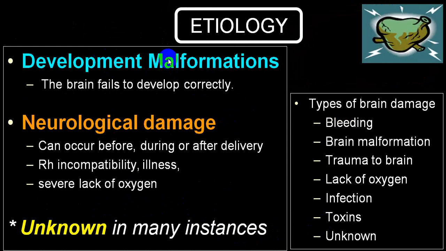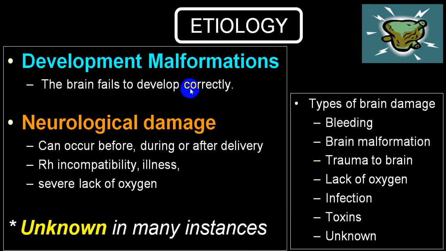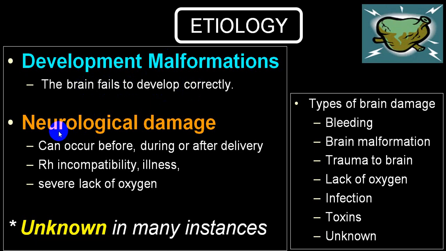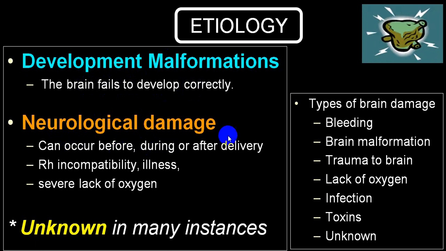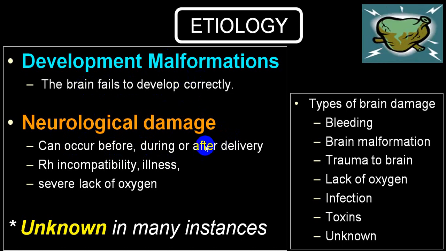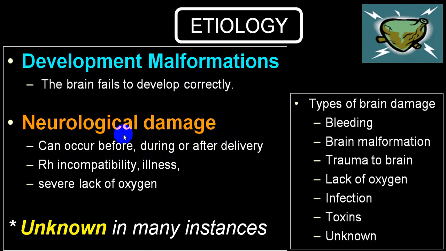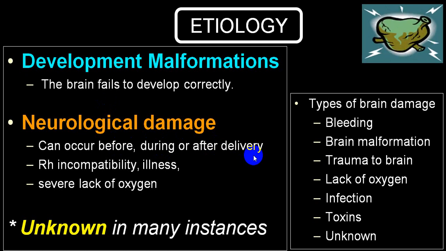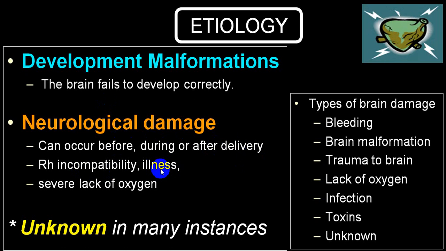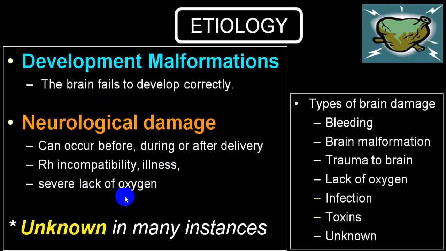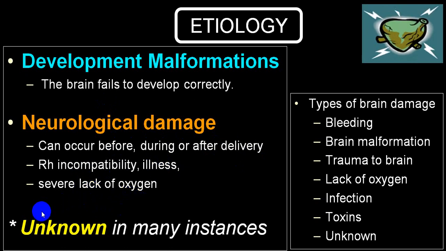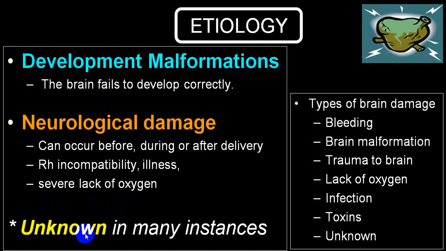So it can be a developmental malformation where the brain fails to develop correctly. Neurological damage can occur before, during or after delivery. If it is after delivery, we usually put them into a group called acquired group. But before labor, it will be congenital. During and after will be more of the acquired group. There can be some persons with RH incompatibility or illnesses or severe hypoxia. We'll go through etiology in detail, but the major group is unknown etiology.